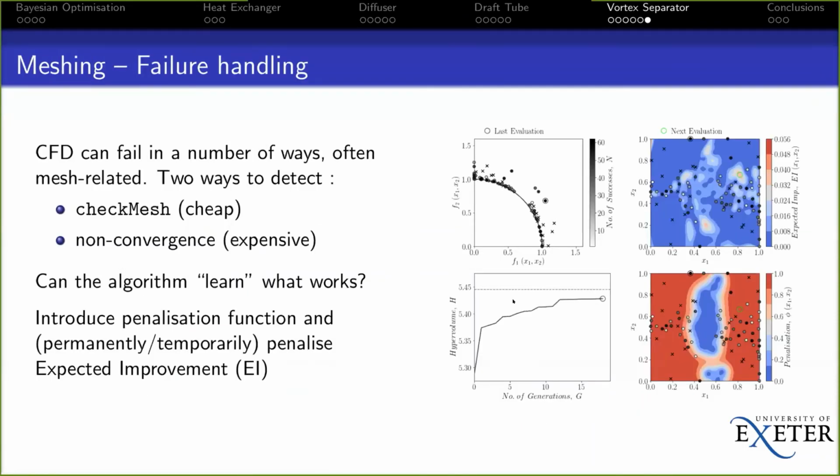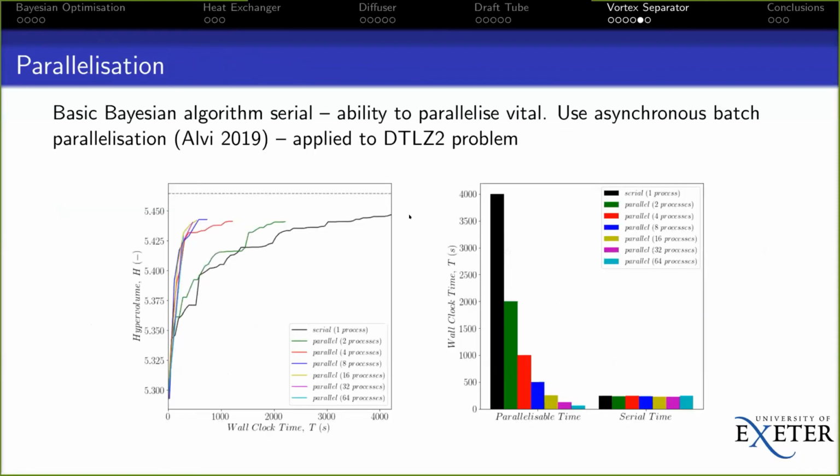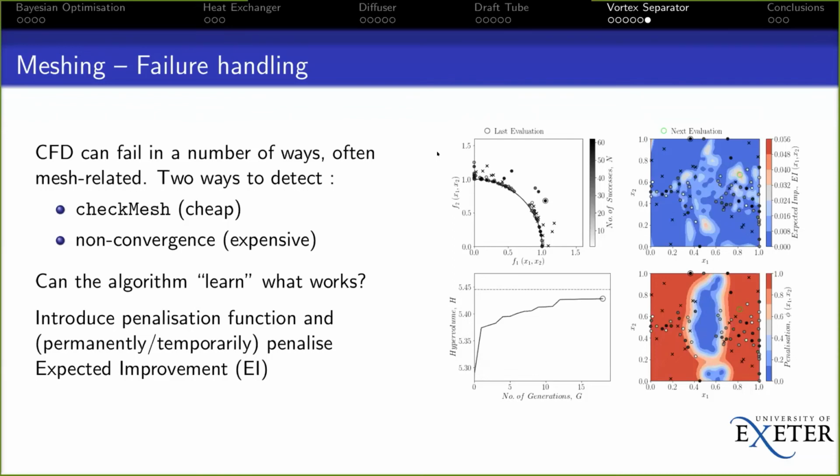The other thing we've been looking at is failure handling relating to the meshing. And again, this is something we've worked on in theory in trial test cases. There's a case here, the DTLZ2 problem, which is commonly used in optimization, in Bayesian optimization. And we're trying to investigate how we can get the process to learn what works in terms of the meshing.